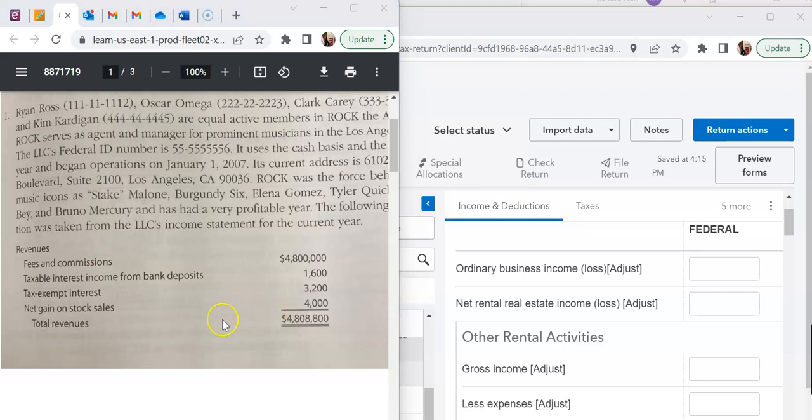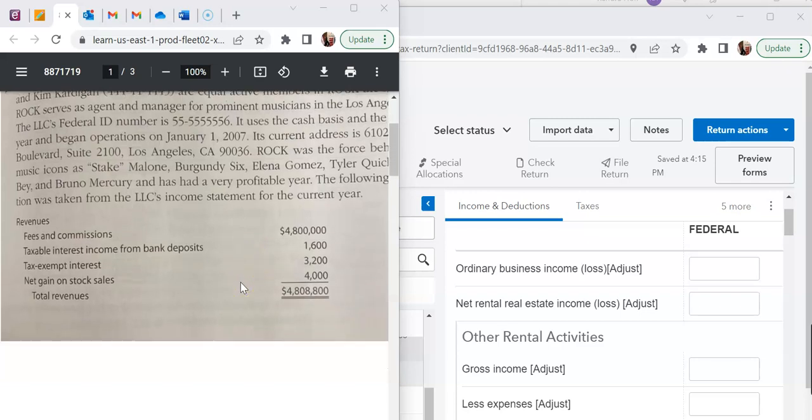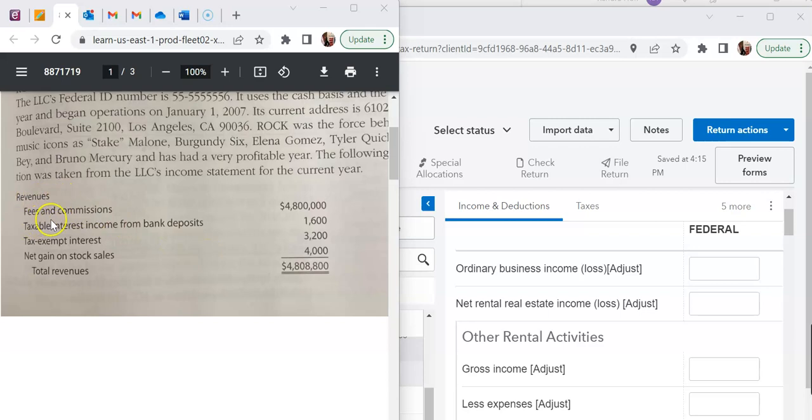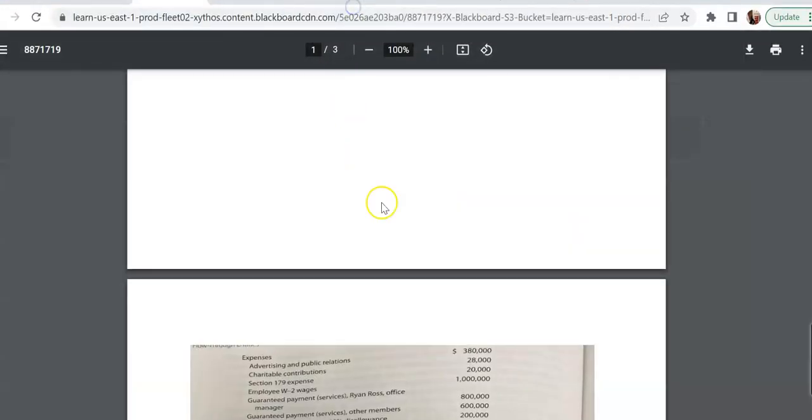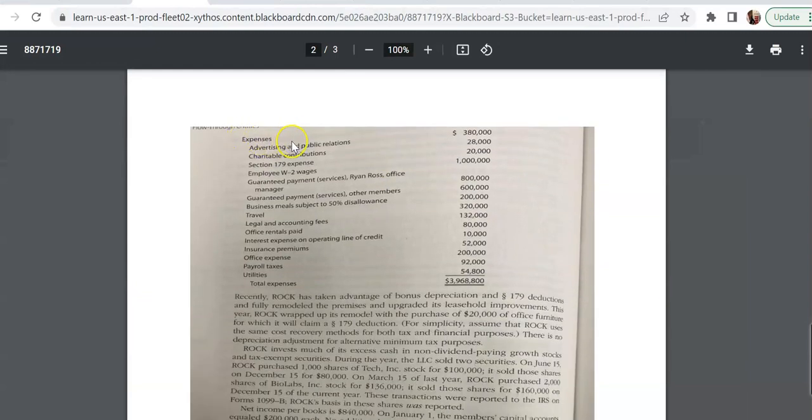Okay, before I put that 4,000 in, let's just read and see what happened this year because I'm just kind of jumping in and maybe we should see what all has happened here. All right, with the revenues, fees and commissions, taxable interest, tax exempt interest, and a net gain on stock sales. And then further down here, let's make this big. We have all of our expenses. There's a 179 expense in here. Some guaranteed payments, some business meals, travel, and so on.